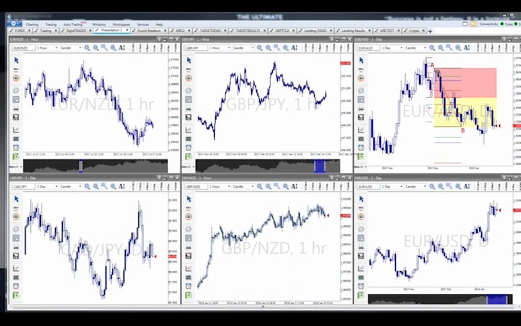Now, there are 3 important things that every trader must know in a successful currency trade. Number 1, market direction. Number 2, when to get in, the entry points. Number 3, when to get out.